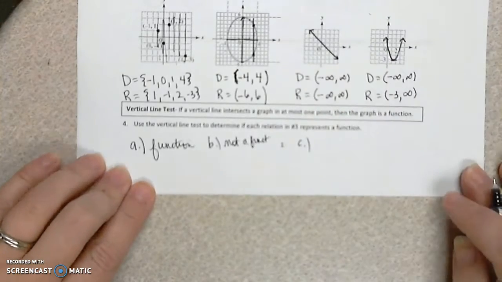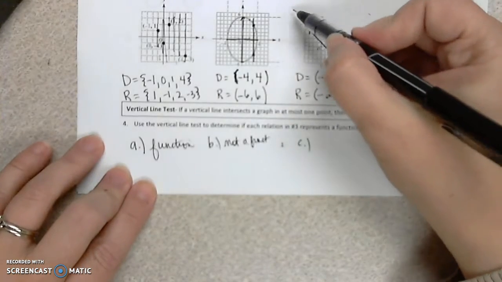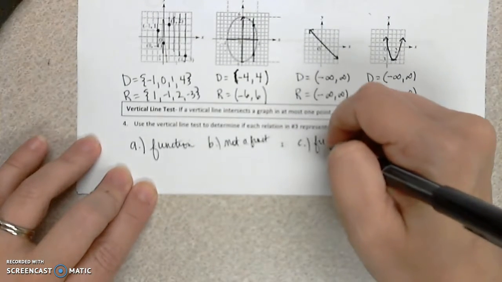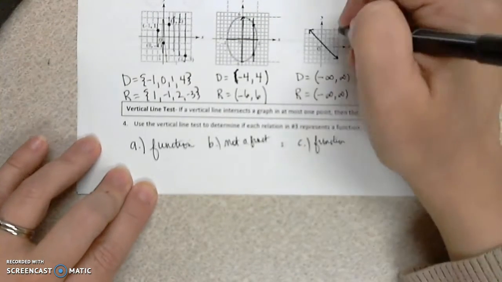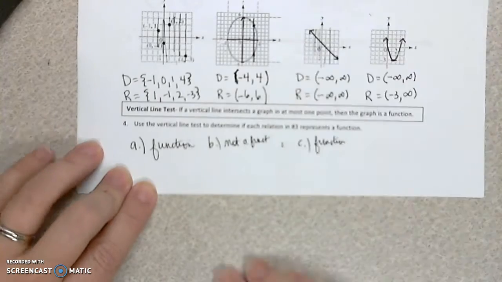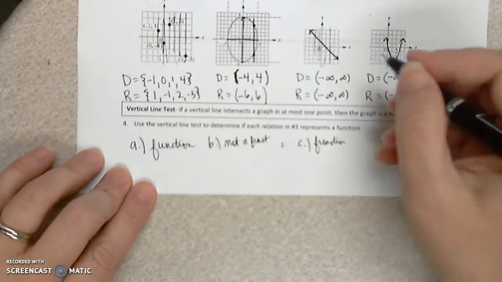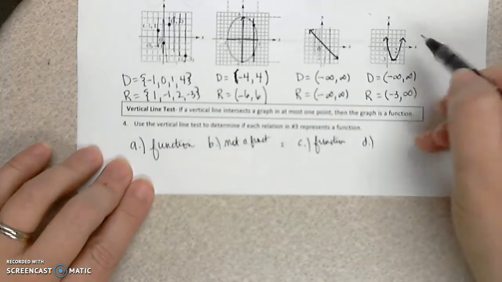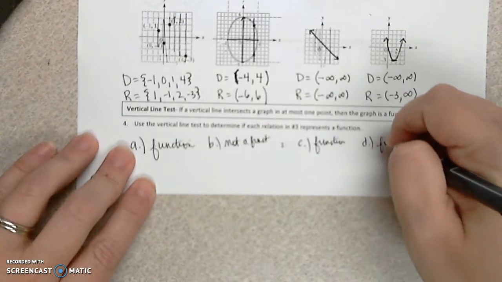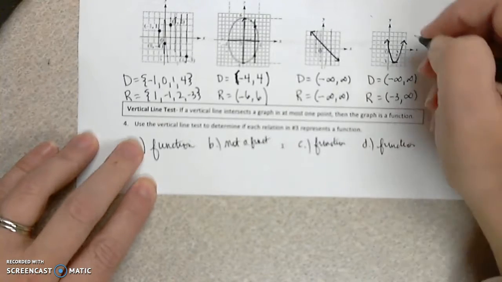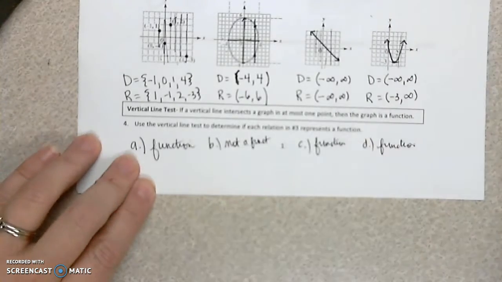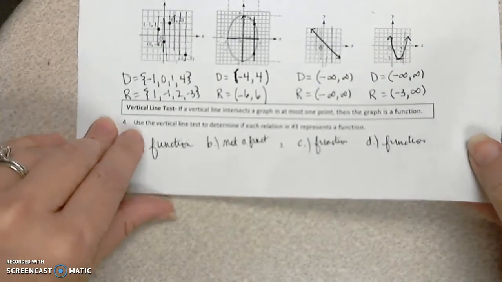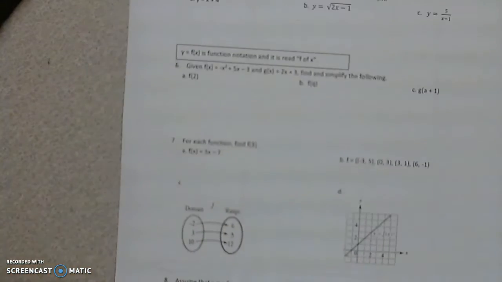And then if we look at C, a linear equation, the graph of that is a straight line. There's nowhere on there that I could draw a vertical line and have it touch more than 1 point. And then this is a quadratic graph, that parabola. Nowhere on there can I draw a vertical line and touch more than 1 point. So we would say that is also a function.